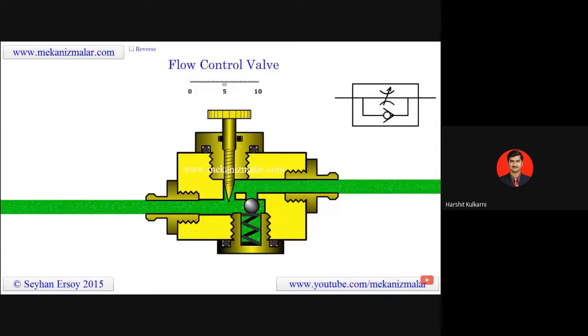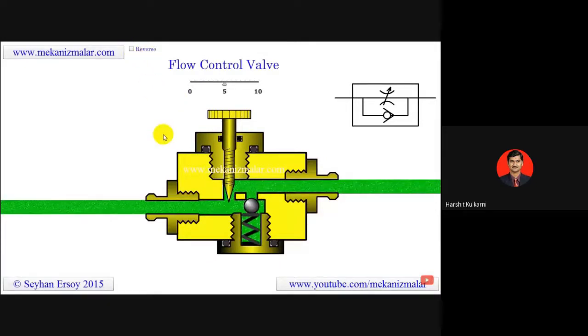The other solution is to put a check valve in tandem with the needle valve, such that the check valve is open with the return stroke. The uncompensated flow control valve we are going to describe here is actually repackaging the needle valve and check valve combination in a single valve.